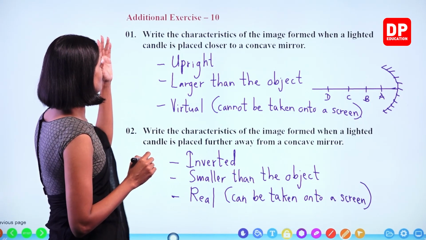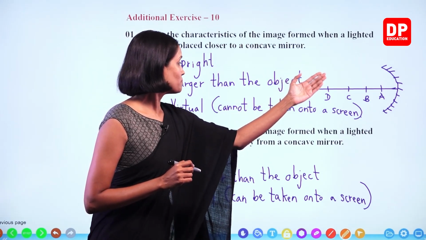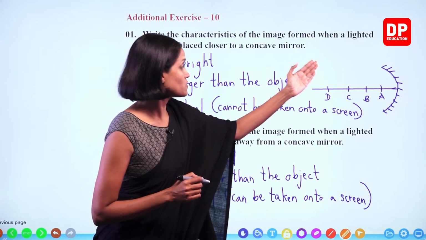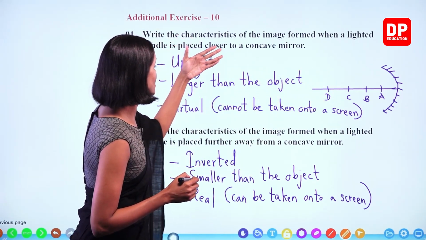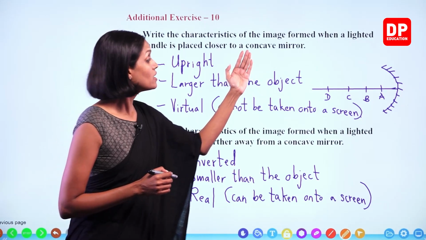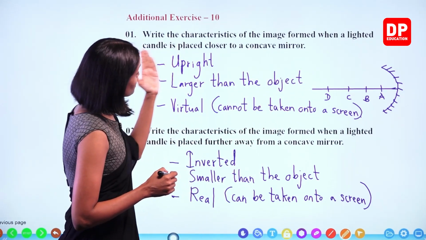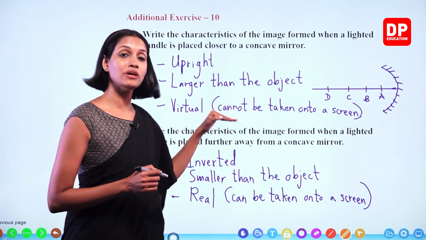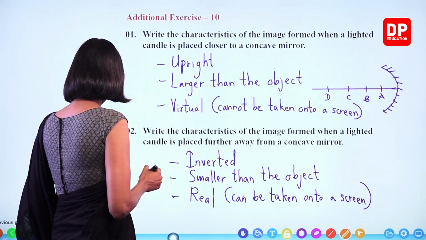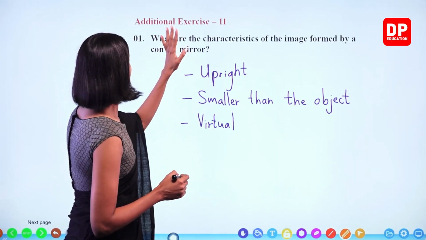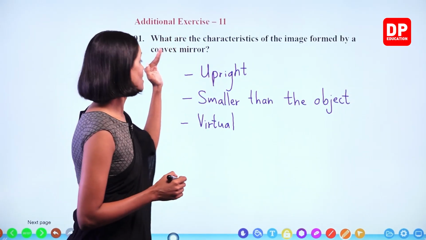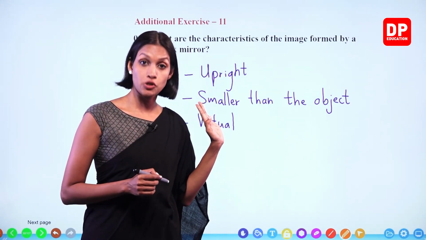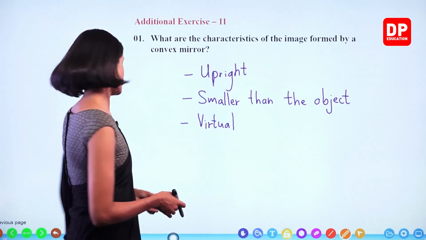So when we consider the concave, depending on the place, you all know that the nature of the image changes. Now when it is placed very close, upright, larger than the object, virtual image is formed. But when it is kept further away from the mirror, inverted, smaller than the object, real image is formed. But no matter where we place the object when using a convex mirror, always an upright, virtual image is formed which is smaller than the object. Okay, children? We'll move on to the next.